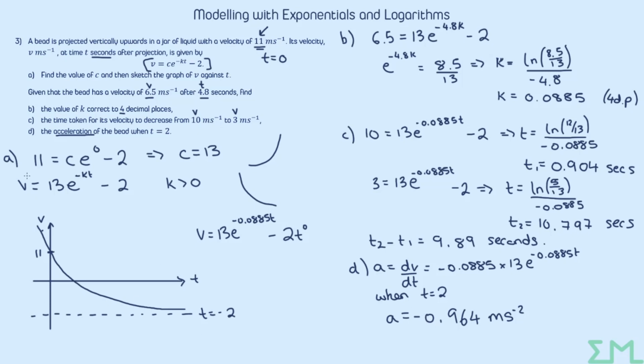Okay guys, I have just realised I made a mistake in part A when I was labelling the asymptote here. This is not t equals minus 2, so well done if you spotted this and you've been saying, wait a minute, you made a mistake. This is v equals minus 2 because it is a horizontal asymptote and it would make no sense for me to put t there. Apologies for that.